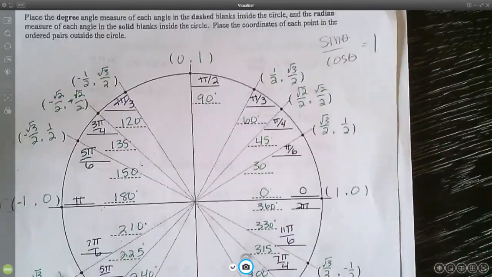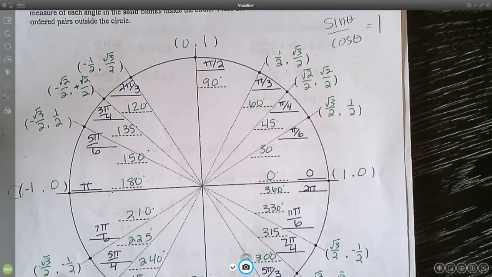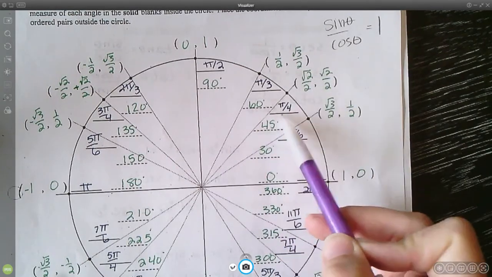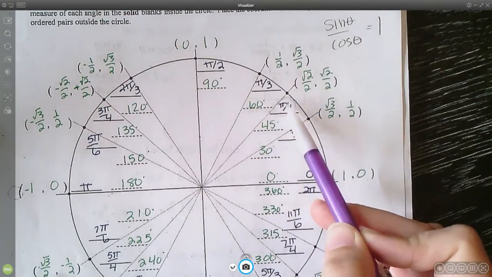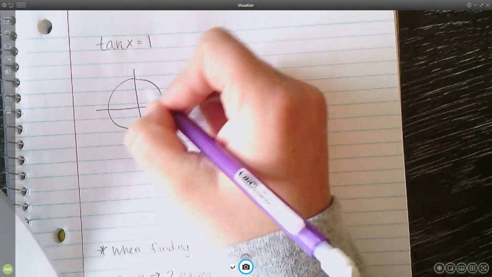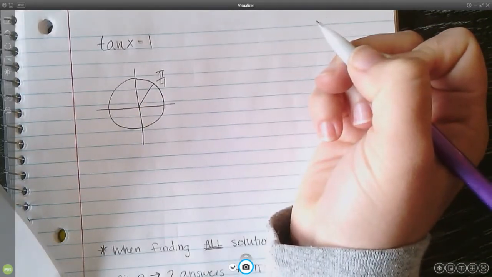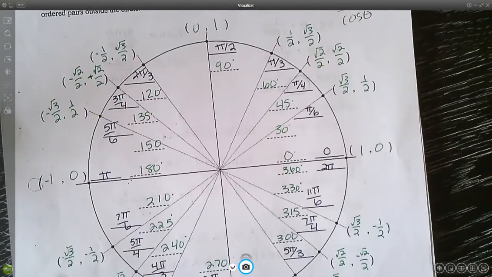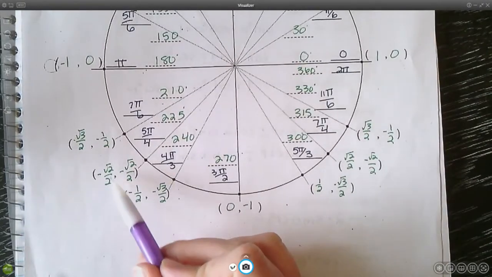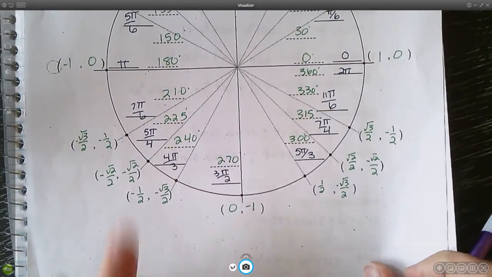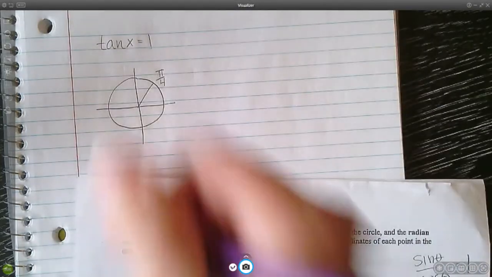So is there anywhere on here where your fractions are the same? Well, right here, we have square root of 2 over 2 and square root of 2 over 2. So we have pi over 4. So one solution is going to be at pi over 4. So now our other solution is going to be down here. So we have negative square root of 2 over 2 and negative square root of 2 over 2. So that's at 5 pi over 4.